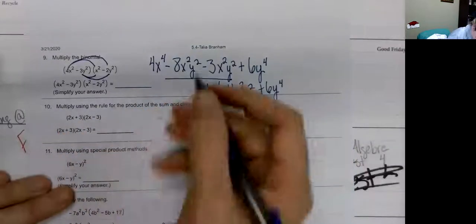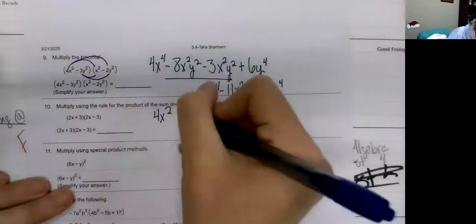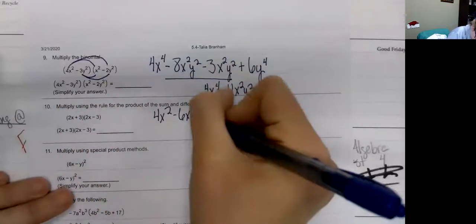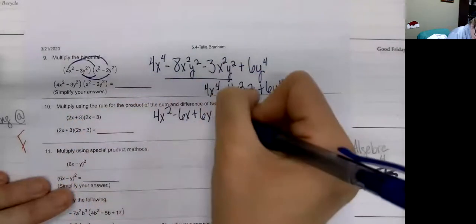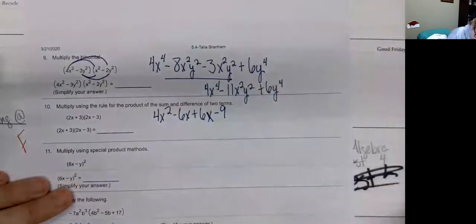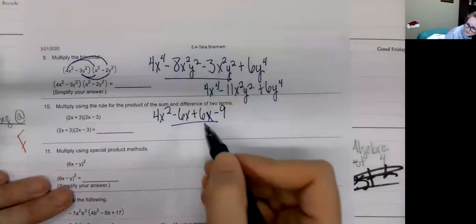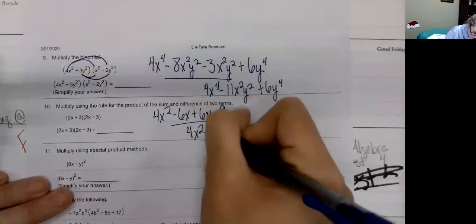Here, 2x times 2x would be 4x squared. 2x times negative 3 would be subtract 6x. 3 times 2x, that was positive, so plus 6x. 3 times a negative 3 would be subtract 9. Combine like terms, negative 6 plus 6 is 0. So you have 4x squared subtract 9.